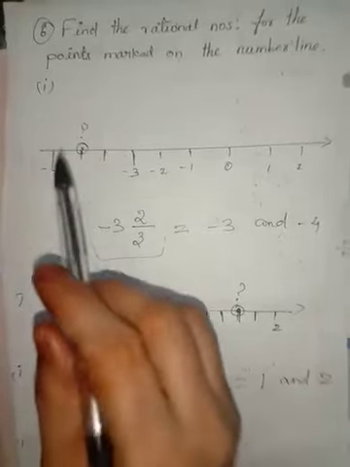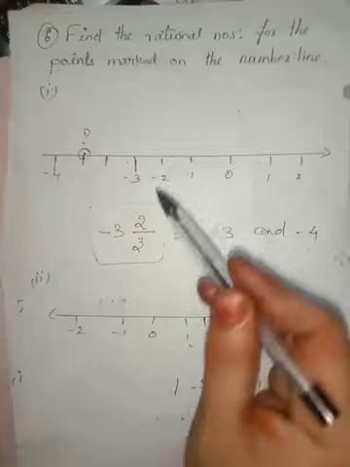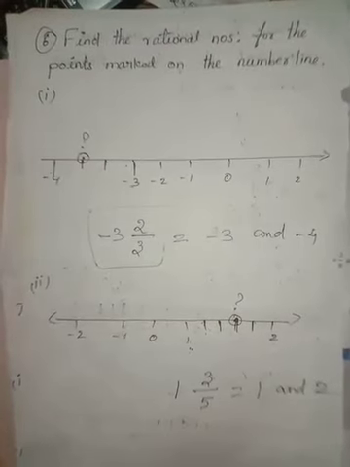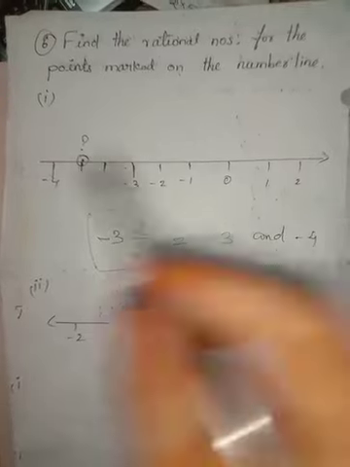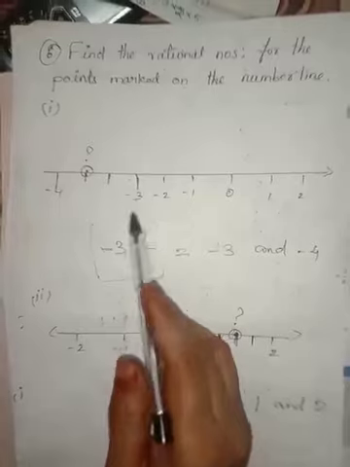Okay. Let's move on to the sixth sum. Find the rational number for the points marked on the number line. They mark some points here. We must find the rational number. It is the reverse order of the previous sums. So write the whole number part first.